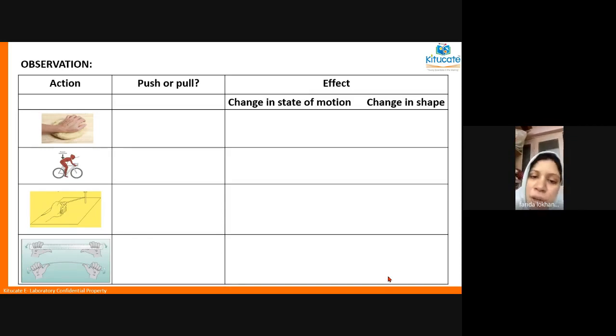So if you want, you can write it push. If you want, you can write it pull. But the important thing is that it is changing the shape and the size of the object. Okay, clear? Yes, ma'am. Okay. Clear.